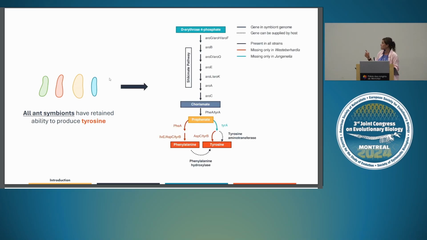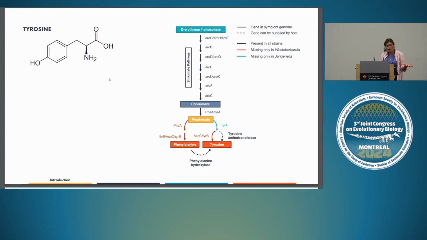So tyrosine is formed through this quite complex process known as the shikimate pathway, so lots of bacteria can do this. And in this system, all of the symbionts can produce the precursor to tyrosine, and then the hosts can complete that step, either via phenylalanine or straight through to tyrosine. So why do we care about tyrosine?